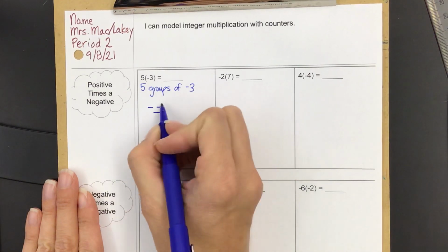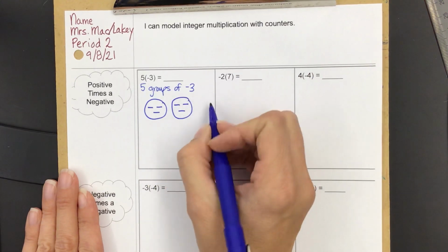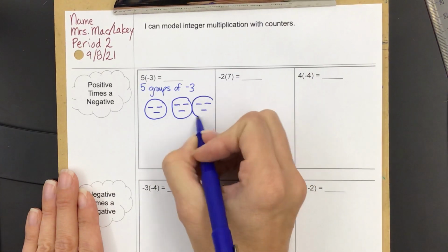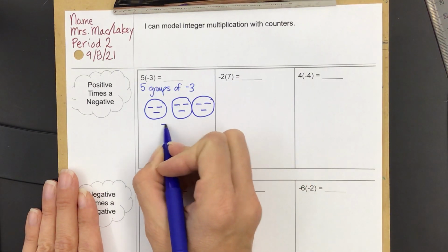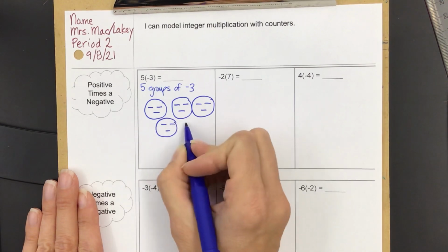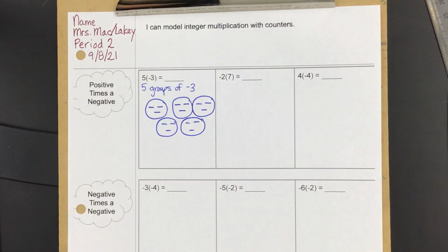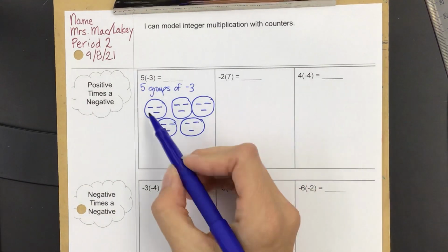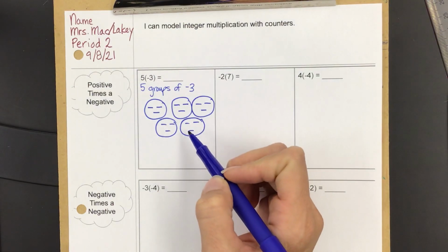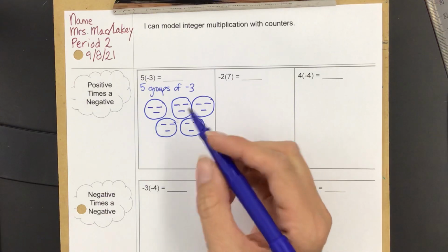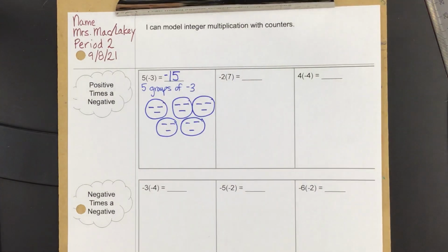So 1, 2, 3. They kind of look like faces, don't they? 4, 5. And then all together, what do we have? Well, let's count them up. 1, 2, 3, 6, 9, 12, 15. We have 15 negatives. Okay.